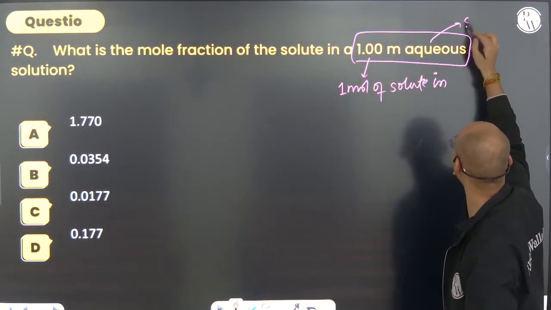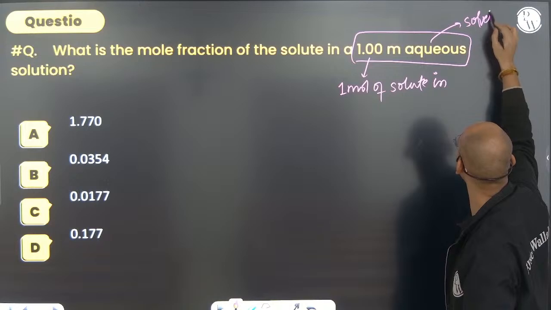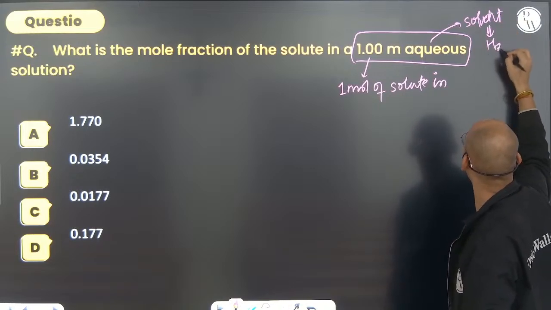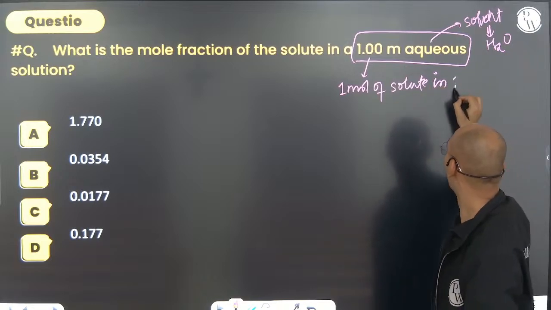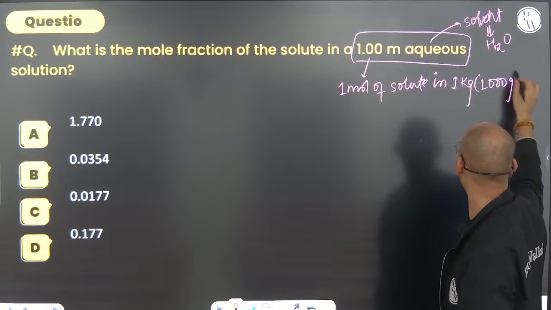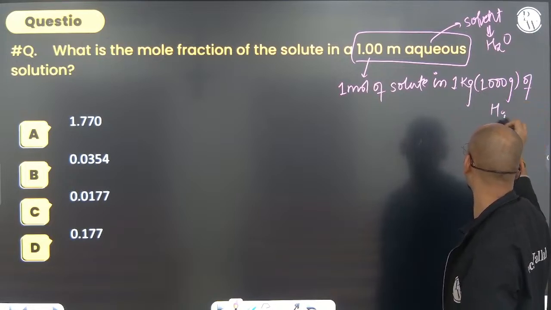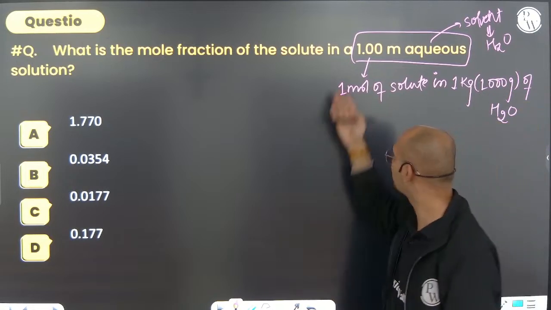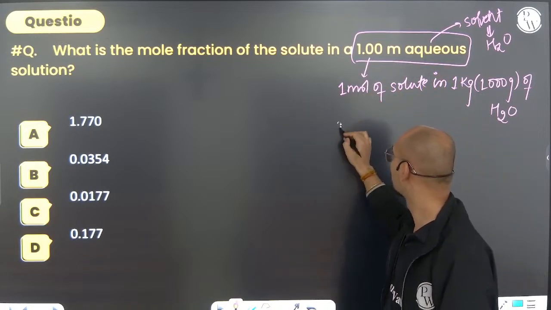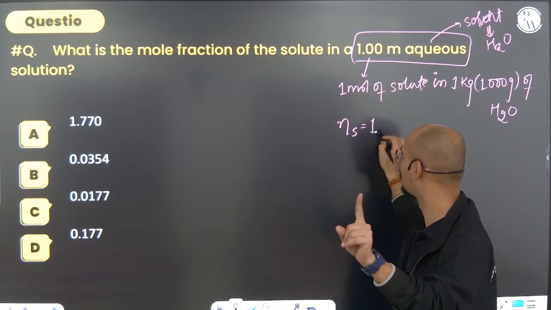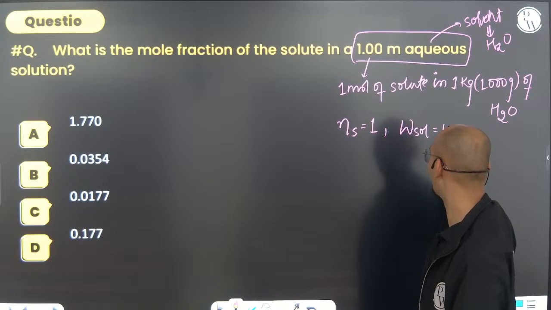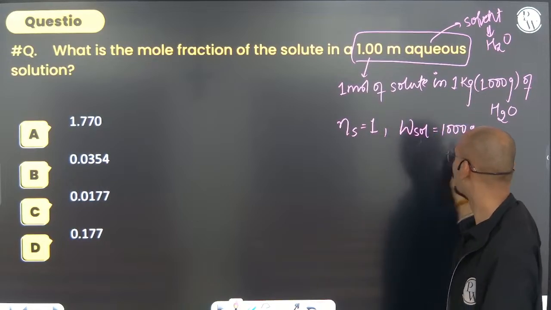Aqueous means solvent is what? Solvent here taken is water. So in 1 kilogram, that is also known as 1000 gram of water. Of course, 1 molar means this much. This is only from the definition. What we can say, so number of moles of solute is how much? 1, while the mass of the solvent is how much? 1000 grams.